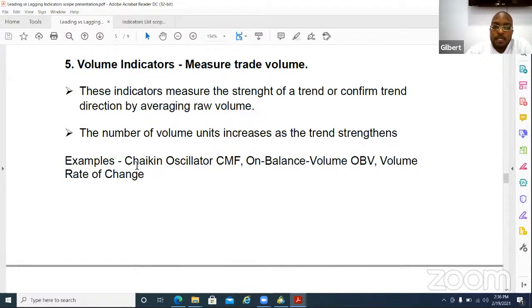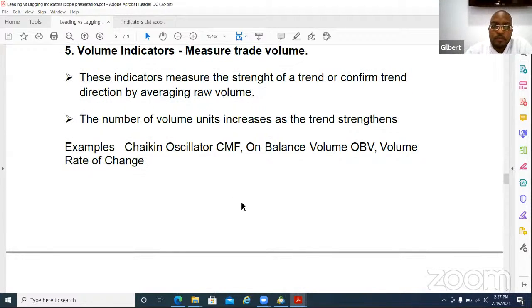Examples of these indicators: we have the Chaikin oscillator, or CMF. The full name of it is Chaikin Money Flow Index, or the Chaikin oscillator. Then we have another one called the on-balance volume, or OBV. And then we have another one called the volume rate of change, or VROC. Yes, so I'll put that acronym in the other slides.